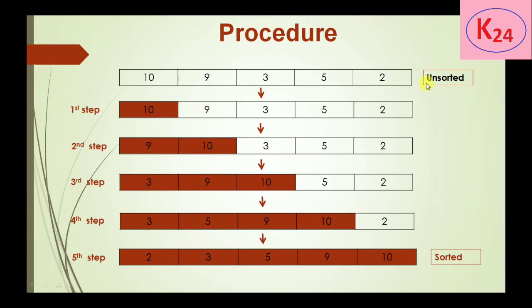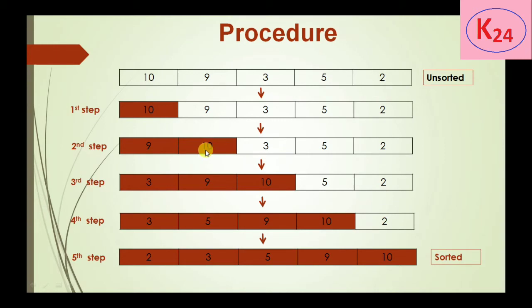The first list is the unsorted list. The first element is 10. In the first step, the 10 will compare with the 9. There will be an interchange because 9 is less than 10. Now the red portion shows the sorted list and the white portion shows the unsorted list. Now 9 and 10 are in the sorted list and 3, 5, 2 are in the unsorted list.